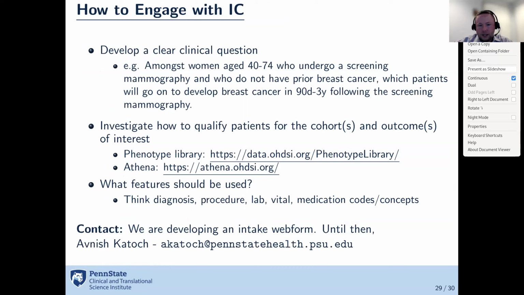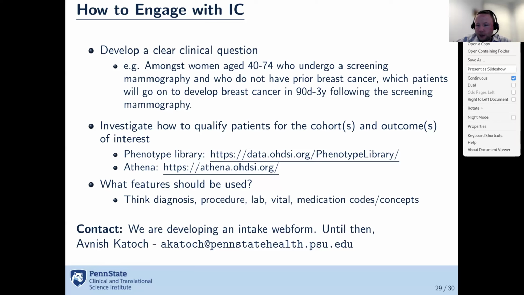How do you directly engage? So the first step would be to develop that clear clinical question, and we saw that question that we focused in on in that example Odyssey network study. It would be great if you come with a well-defined clinical question. If you come with an idea of how you can qualify patients for your particular cohort of interest or outcome of interest. I have some links here to some tools within the Odyssey Collaborative that could help you do that.